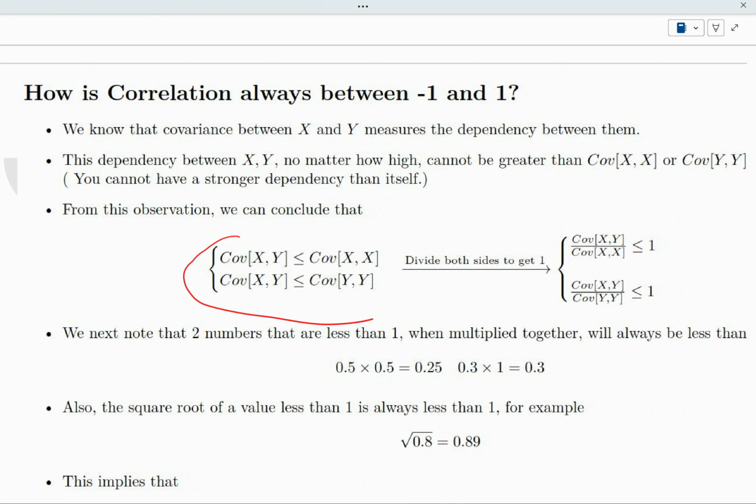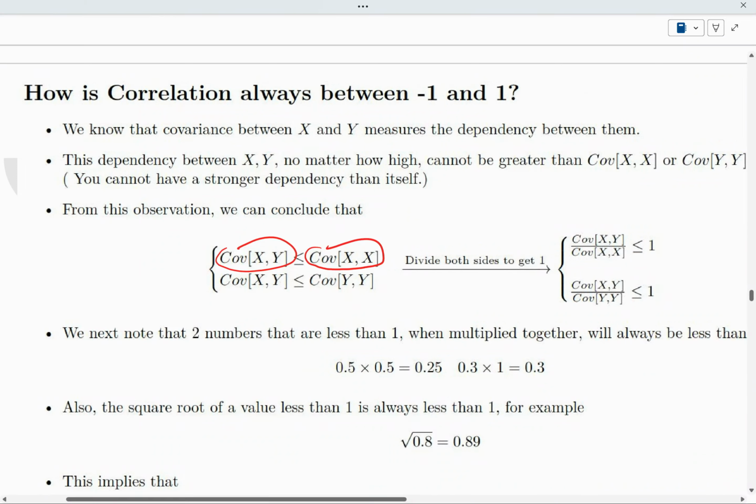So if this is the case, we can now divide this by this, and it has to be less than one. If we simply divide them, we have this observation that the covariance of xy divided by covariance xx is less than one, and the covariance xy divided by covariance yy is also less than one.